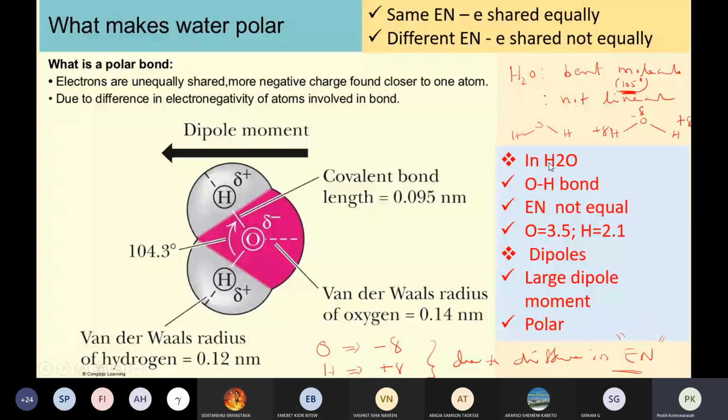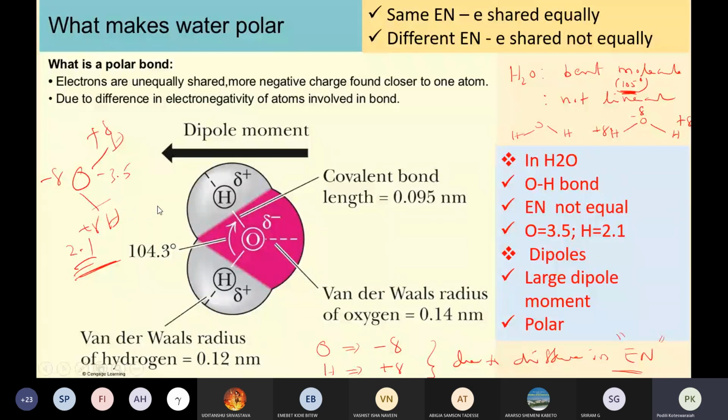In case of water, the water has the central oxygen atom and two hydrogens. And if you see the electronegativity of hydrogen and oxygen, the electronegativity of the oxygen is 3.5, whereas the electronegativity of the hydrogen is only 2.1. Because of the difference in the electronegativity, the oxygen gets a minus delta charge, whereas the hydrogens get a delta positive charge. That means these electrons are attracted towards the more electronegative atom, that is, pulled towards the oxygen. As a result, the dipole moment is created.